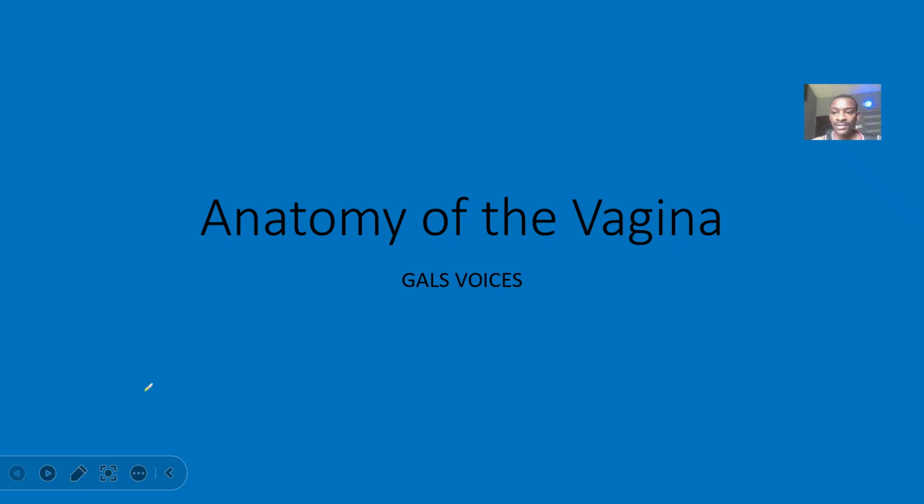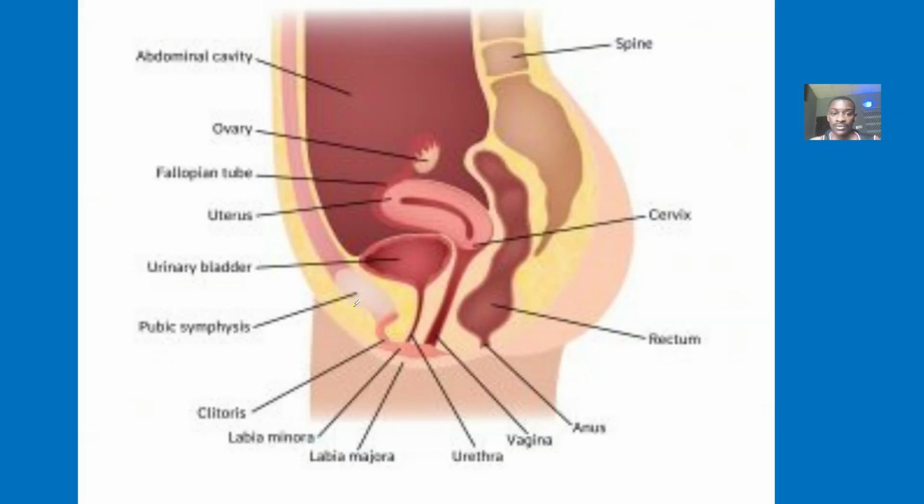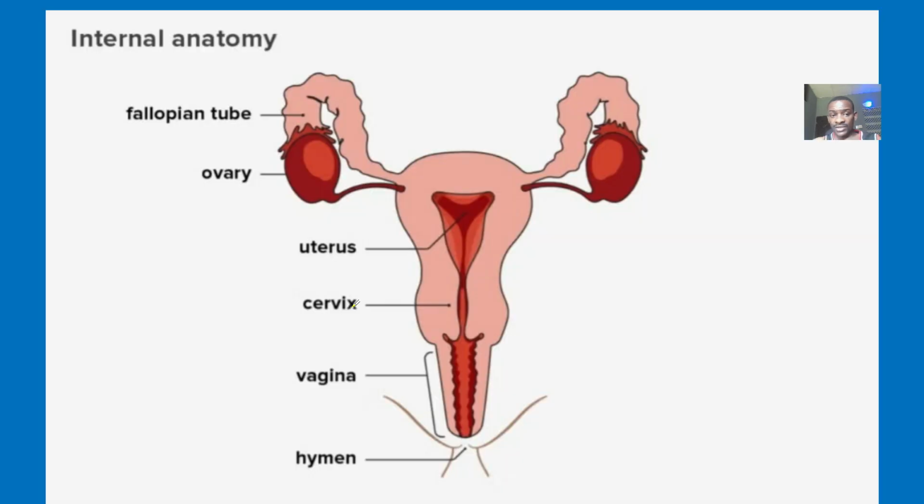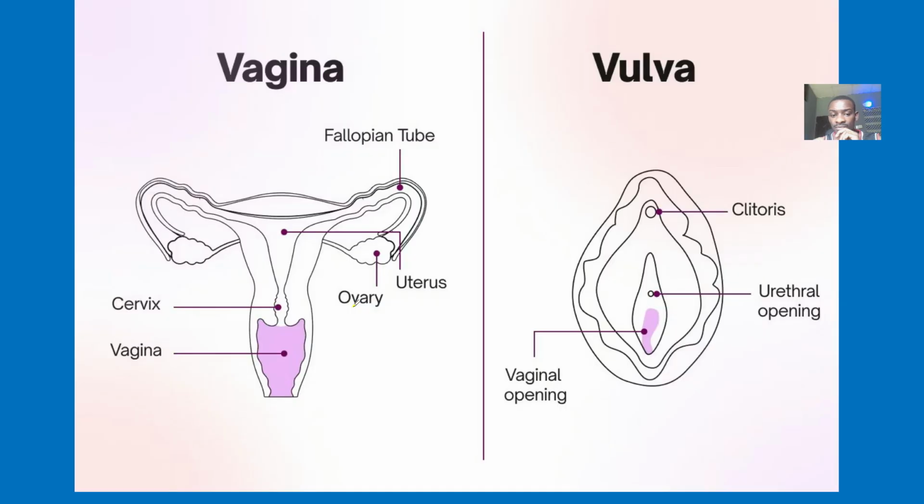So I'm about to go in depth into talking about a lot of issues surrounding the anatomy of the vagina. Before we talk about the issues, it's good that we now have an overview of the anatomy of the vagina. So for the anatomy of the vagina, this is it, everything about it.